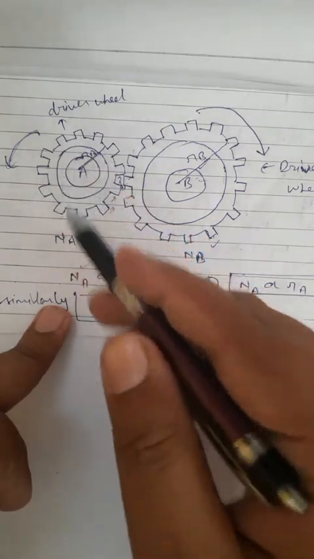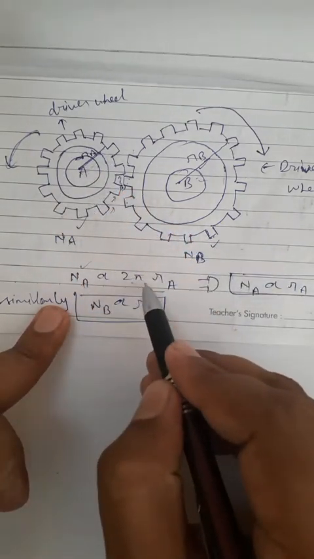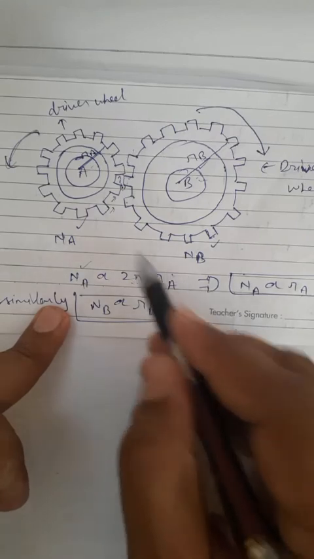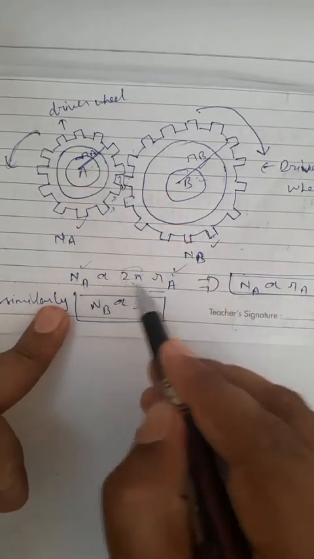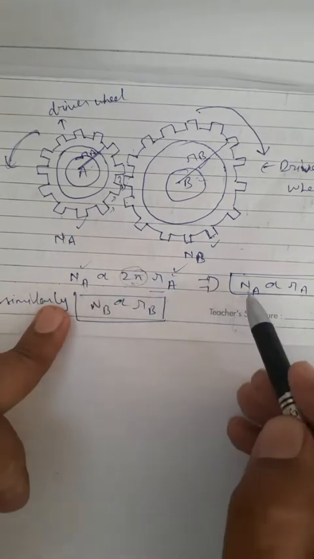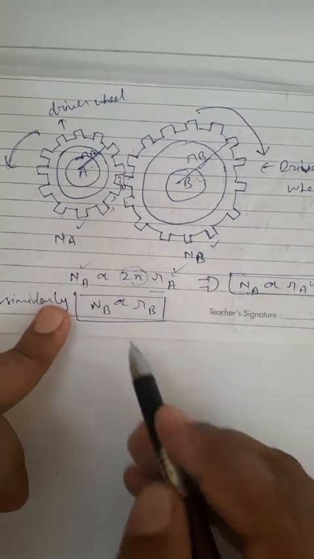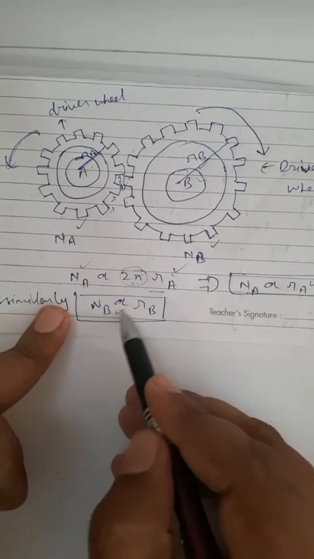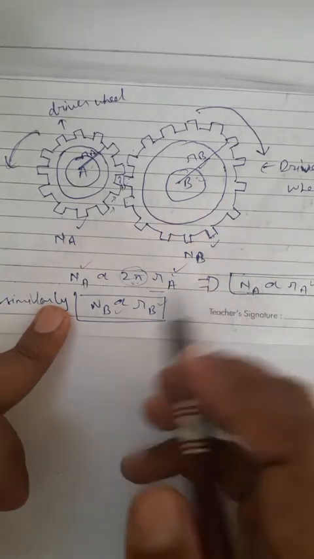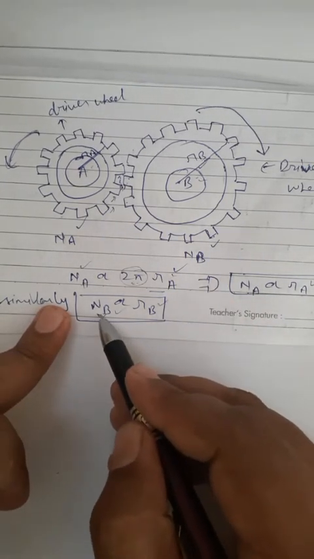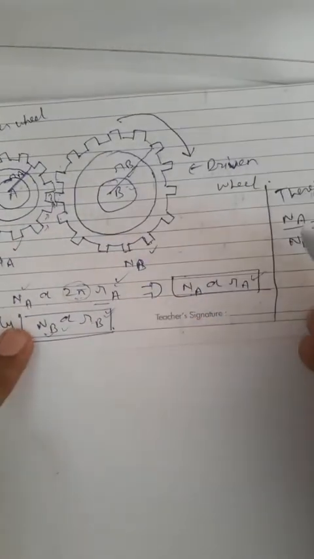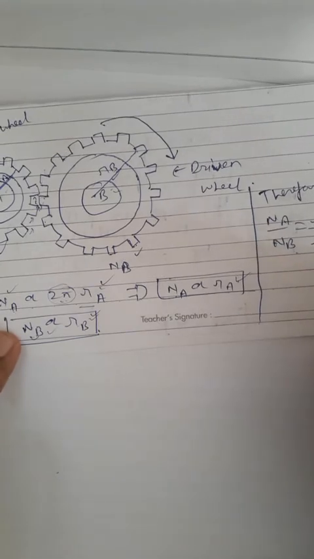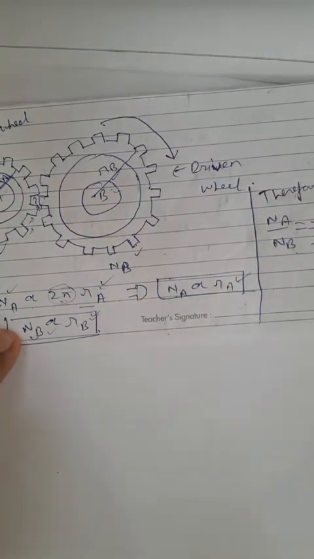Now we can easily appreciate this point that number of teeth is directly proportional to the circumference of a gear. So circumference is given by 2 pi into radius. Radius of the first gear is RA. Now since 2 pi is a constant, we can eliminate this. Now we get NA is proportional to RA. Similarly, we get NB is proportional to RB. That is, number of teeth in gear B is proportional to the radius. Now dividing both these equations, we get NA upon NB is equal to RA upon RB.